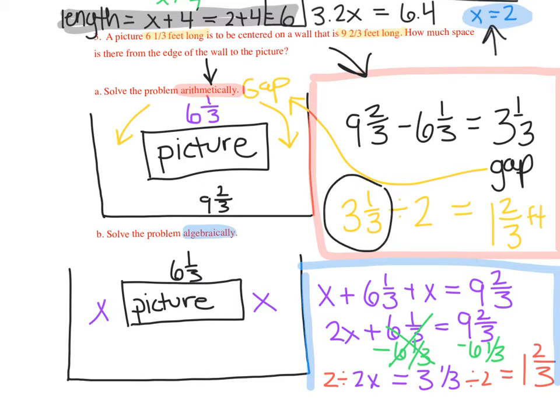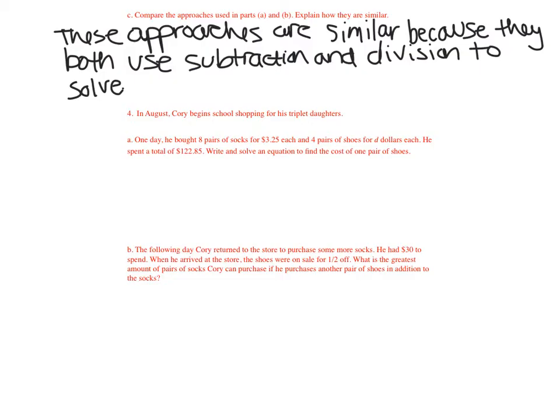On the second part, on B, where I solve algebraically, I use x as a placeholder for those gaps. And then therefore, once I group like terms here on this purple, I have the 2x, where I'm still going to divide by 2. You can see that on both problems, I end up with the same 1 2/3 answer. For C, it says compare the approaches. I wrote, these approaches are similar because they both use subtraction and division to solve.